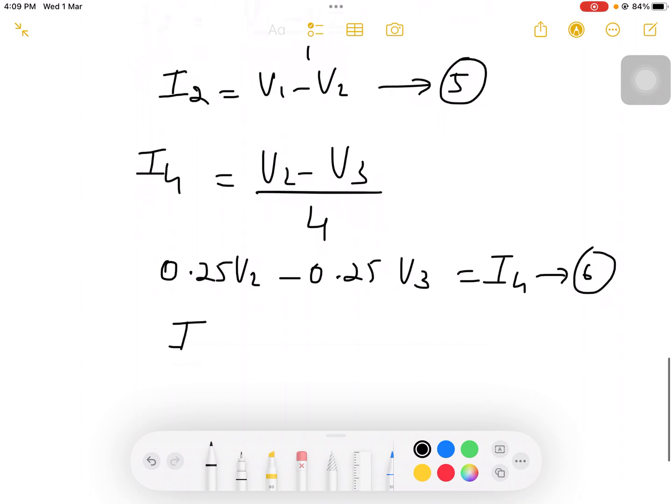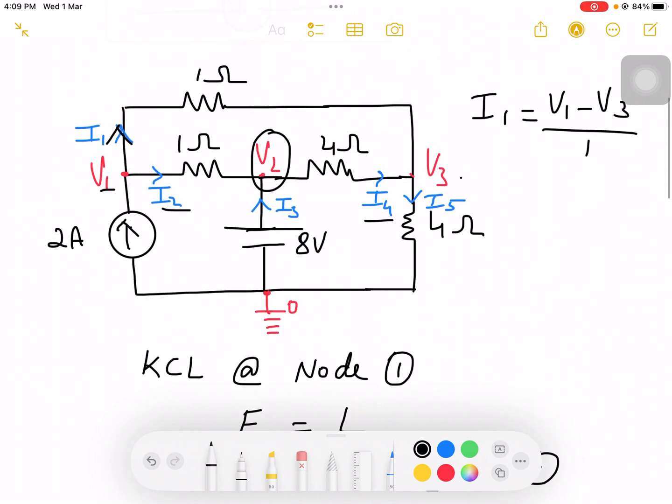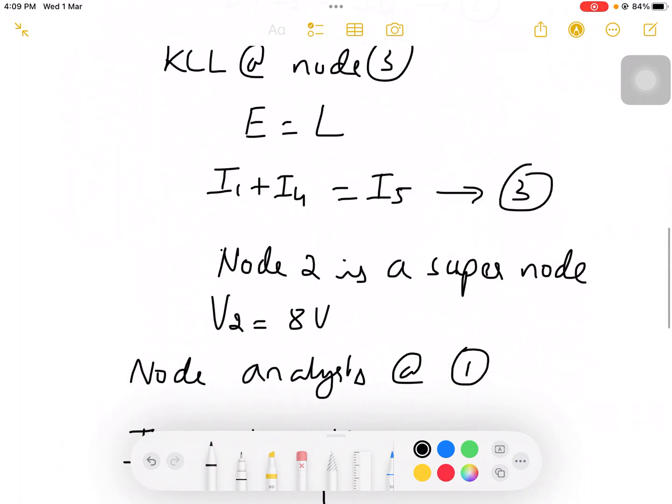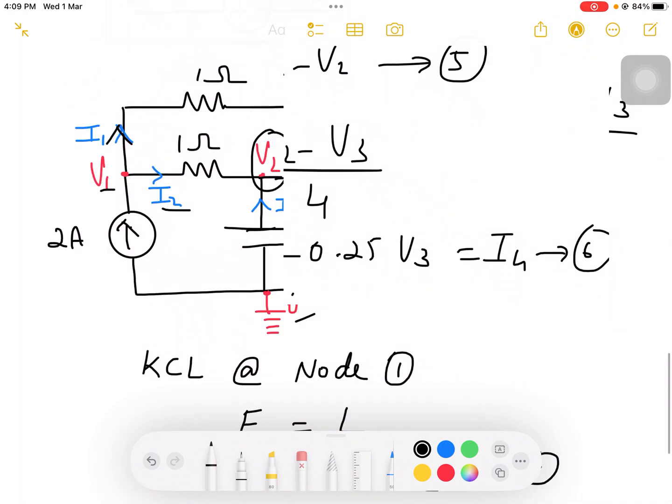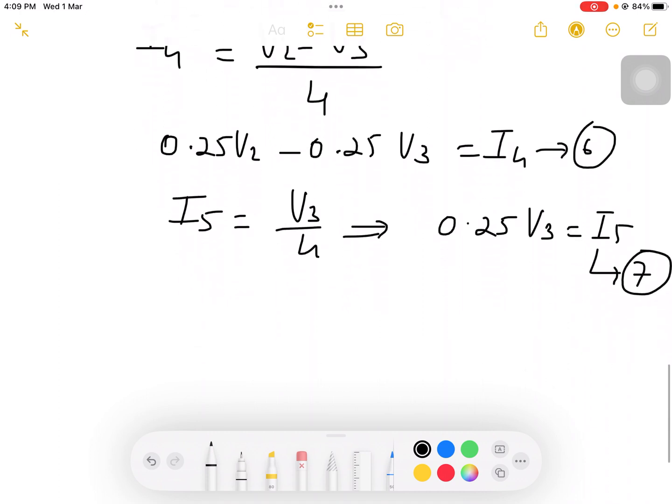The last current, I5. I'll go back to the circuit. I5 is here with respect to V3 and the 0 node. So it will be V3 by 4, or I can simplify this: 0.25 V3 is equal to I5. I will take this as equation number 7.